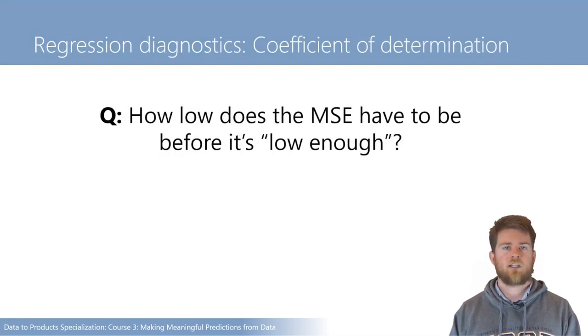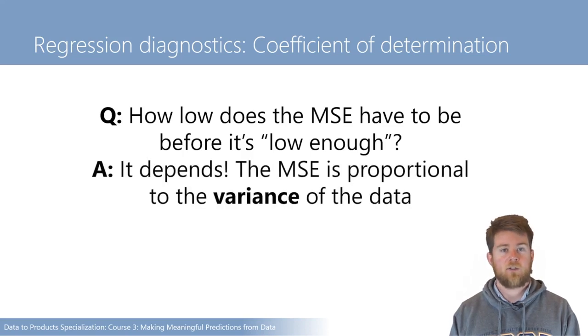How low does the mean squared error have to be before we consider our model accurate, or before we say it's low enough? Well, that's a very hard question to answer. And in particular, it depends. There's no one right answer. The MSE is going to be proportional to the variance of the data. So what does that really mean?